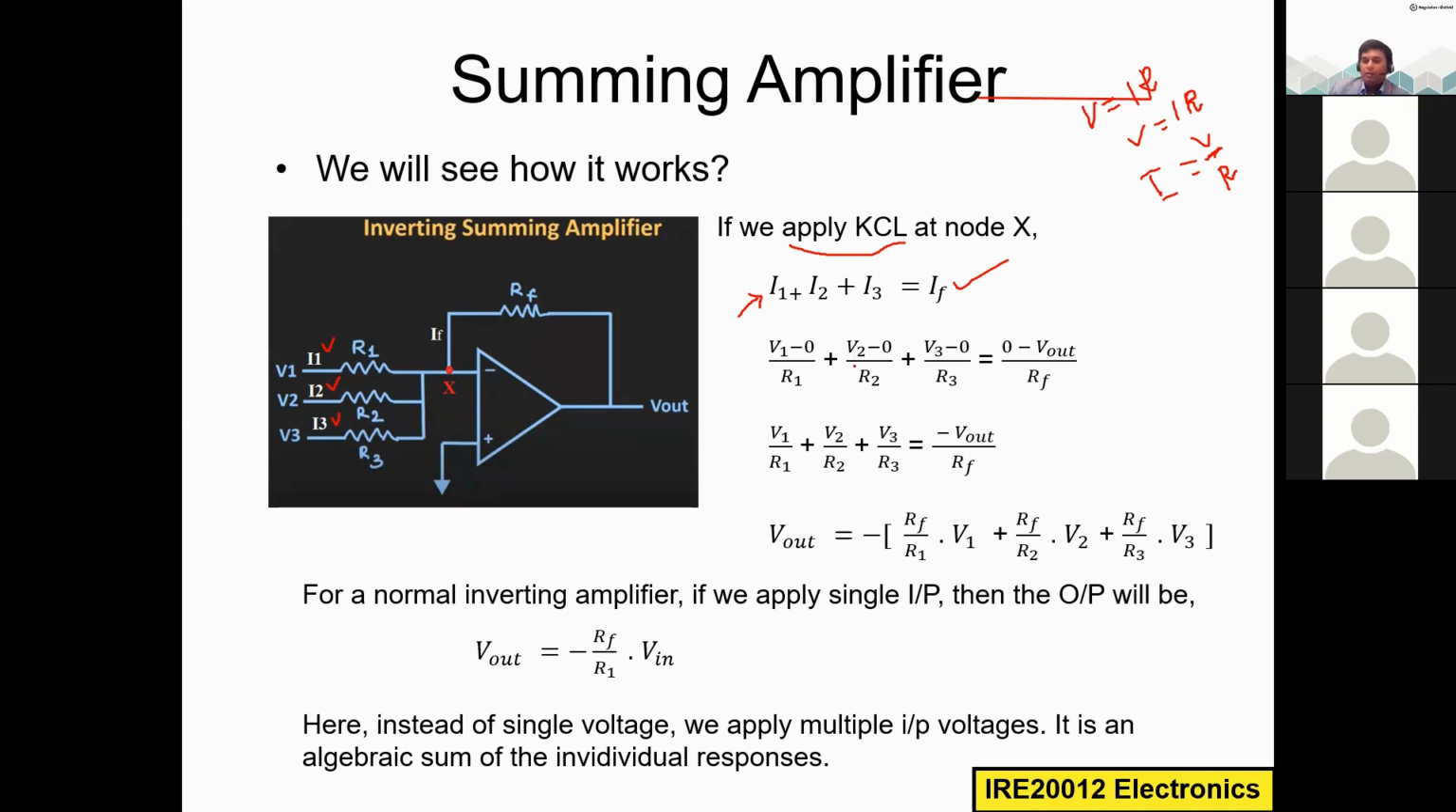Now V1 by R1 plus V2 by R2 plus V3 by R3 is equal to minus Vout divided by Rf. So now we keep this Vout here, I take the minus and multiply everything by Rf. So Rf by R1 multiplied by V1, and then minus is common, I just take it outside of this bracket. Similarly, Rf divided by R2 multiplied by V2, and similarly Rf by R3 times V3. So now we get the equation for Vout. We can consider this as equation 1.